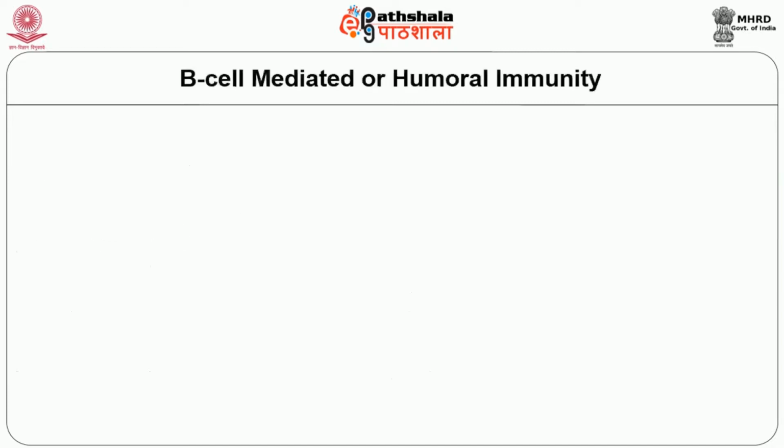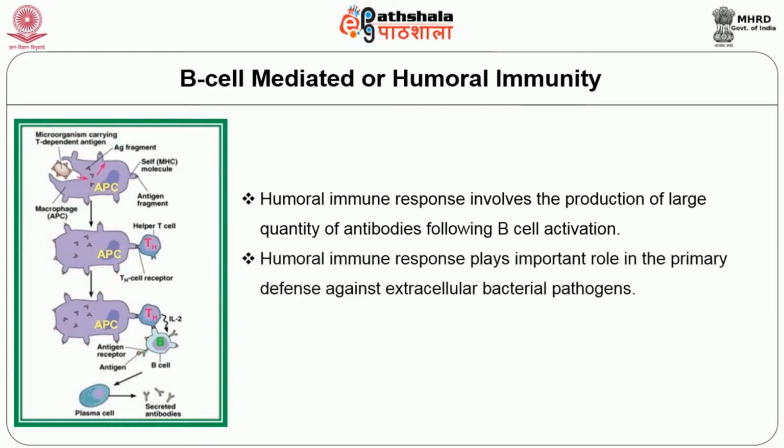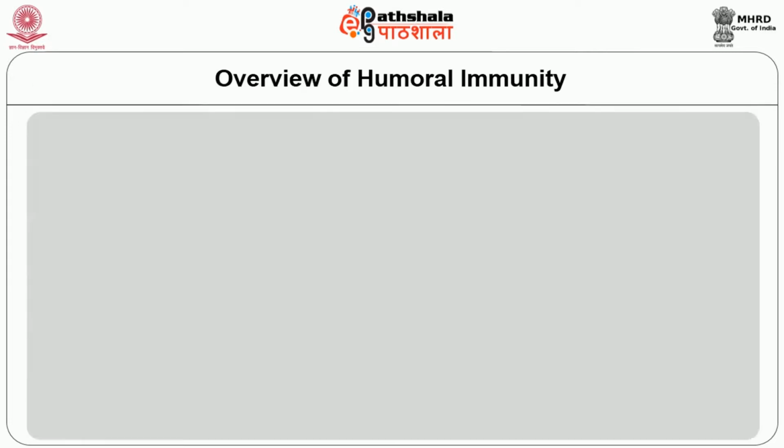Let us see the next class of immunity, that is acquired immunity, that is B cell mediated immunity or humoral immunity. The humoral immune response involves the production of large quantities of antibody following B cell activation. The humoral immune response plays an important role in the primary defense against extracellular bacterial pathogens. Antibodies that coat bacteria or other particulate antigen can function as opsonins to promote phagocytosis.